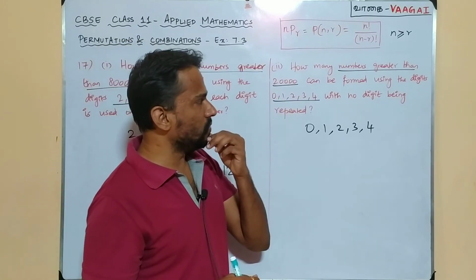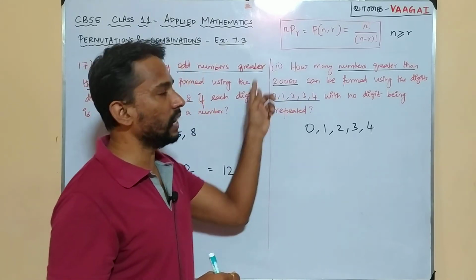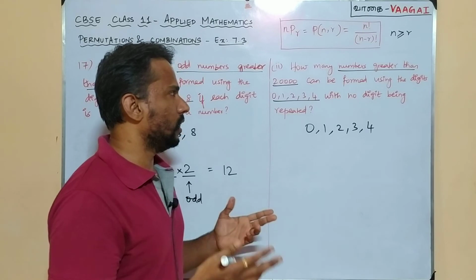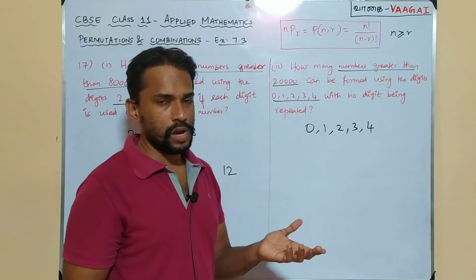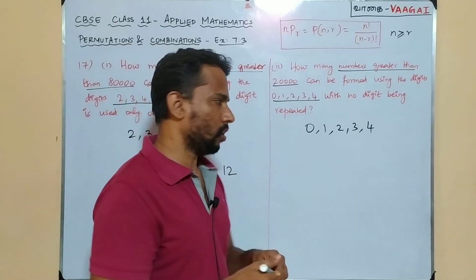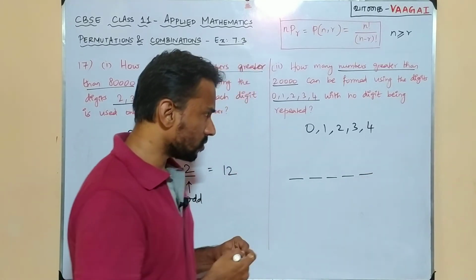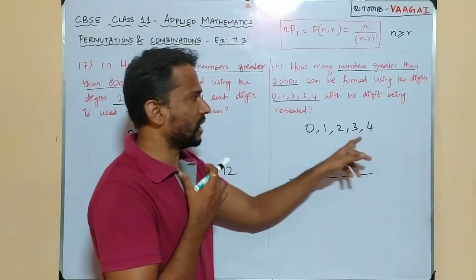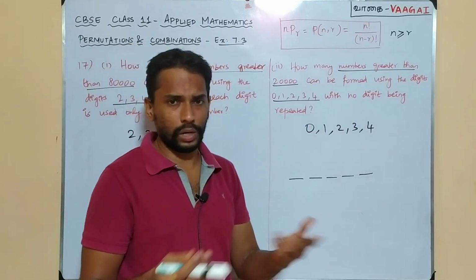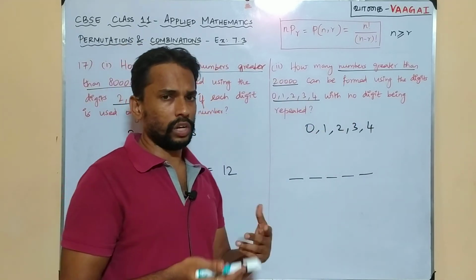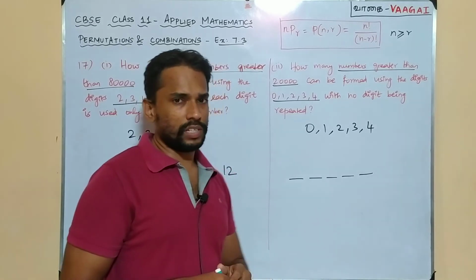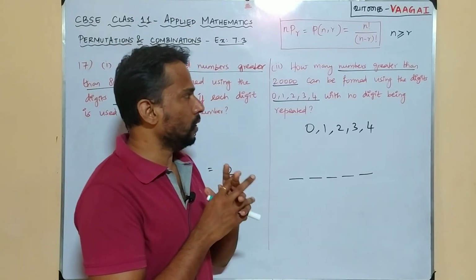So here again we have to form numbers which are greater than 20,000. Greater than 20,000 means again our number has to be a 5-digit number. Is it or not? We can form a 5-digit number only: 1, 2, 3, 4, 5. Why? Because we have 5 digits and we can use all the digits only once without repetition, and our number has to be more than 20,000. So we can form 5-digit numbers. That is okay, fine, accepted.